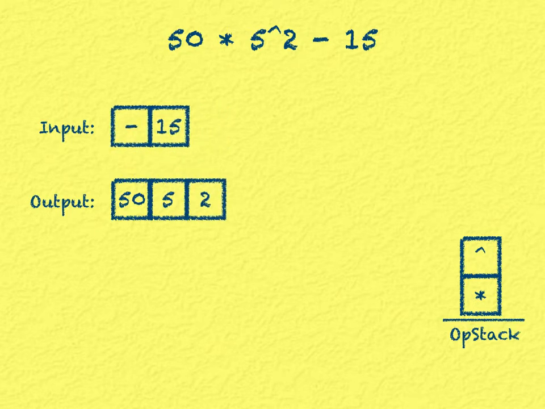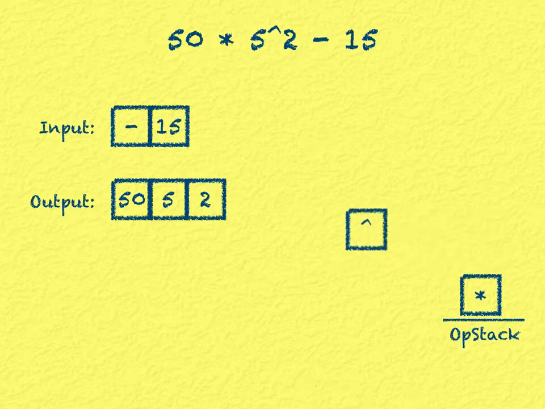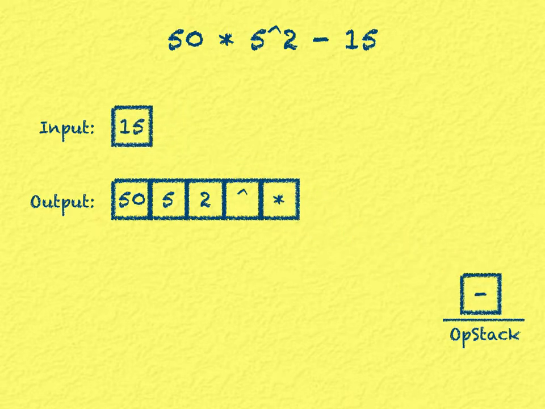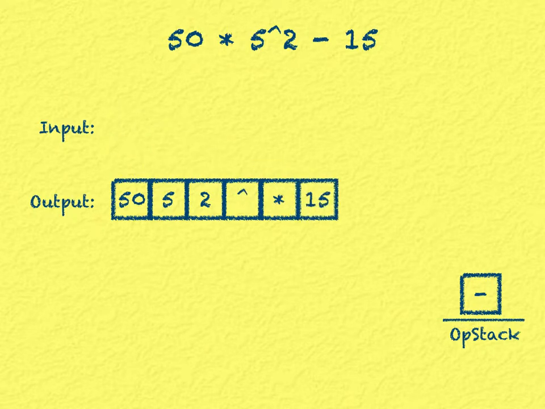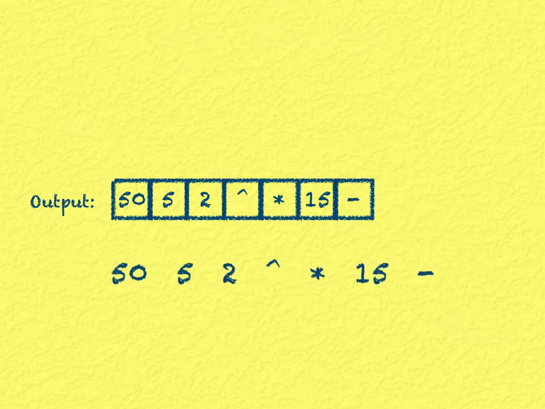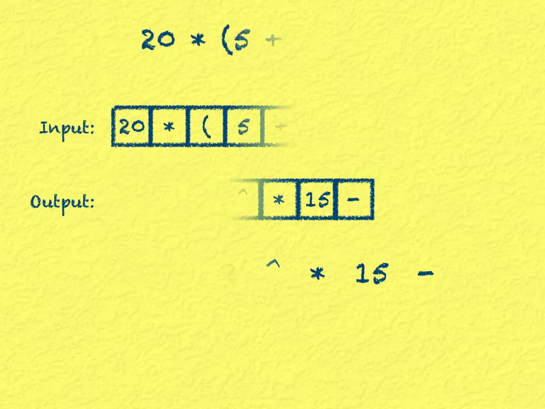Minus is an operator with less precedence than the exponent operator, so we pop it. It also has less precedence than multiplication, so we pop that as well. Then push minus onto the stack. 15 is a number, straight to the output. The input is now empty, thus we empty the stack onto the output, giving us our final answer.